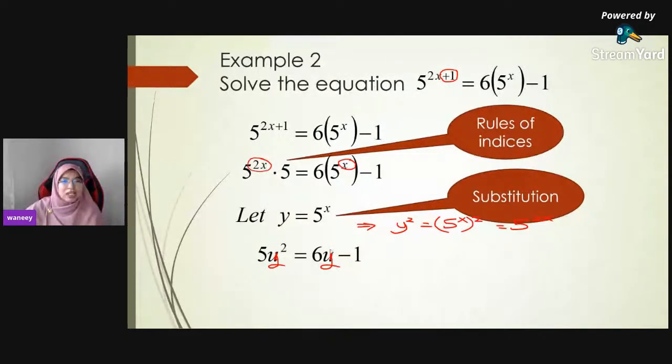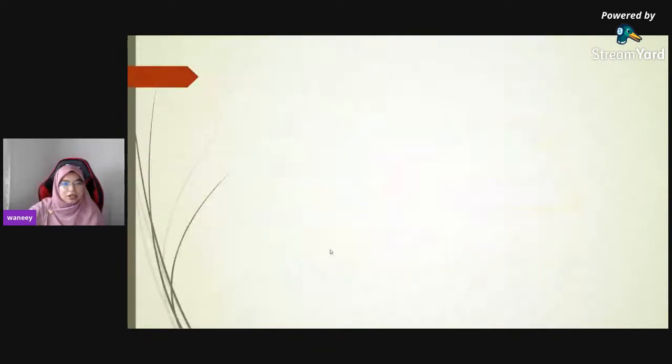Okay, so now let us bring everything to the left hand side because this is a quadratic. In order to factorize a quadratic function, we have to bring everything to the left hand side to make sure that the right hand side is equal to 0. Only then we can easily factorize them. So now bring everything to the left hand side and let the right hand side equal to 0.